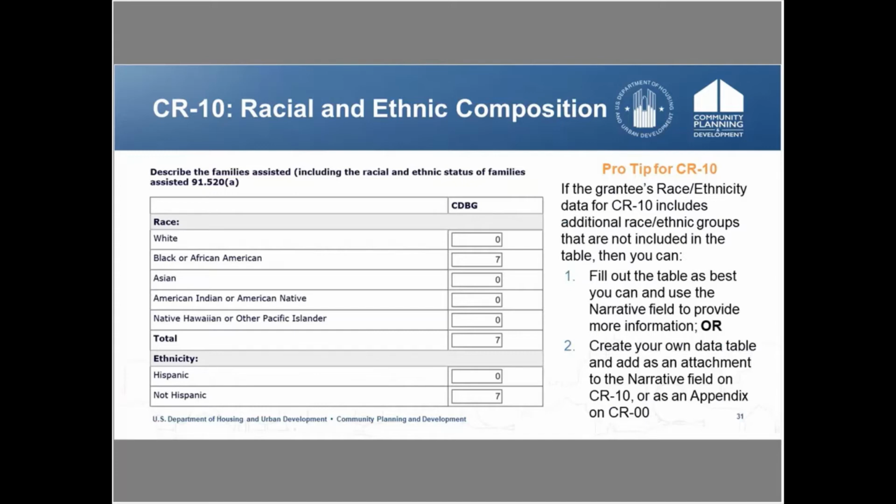Lastly, you could add your own table or image below the narrative field by selecting the Add JPEG or Add Table button. And if you use either one of these options, you can recreate the race ethnicity table using all of the race and ethnicity categories that you have data for, and then attach that to the narrative field. If you choose to do this, just be sure to clearly label the table and explicitly reference it in the narrative field.